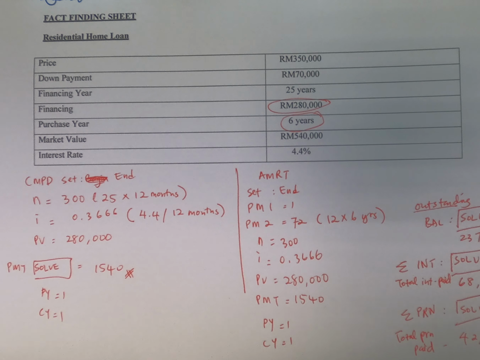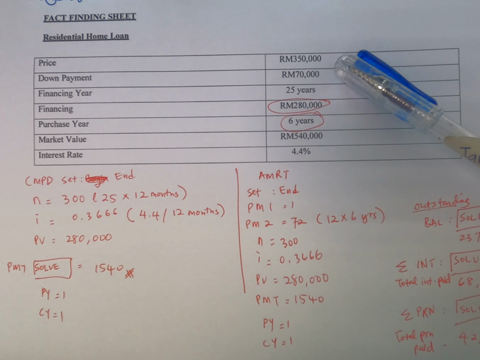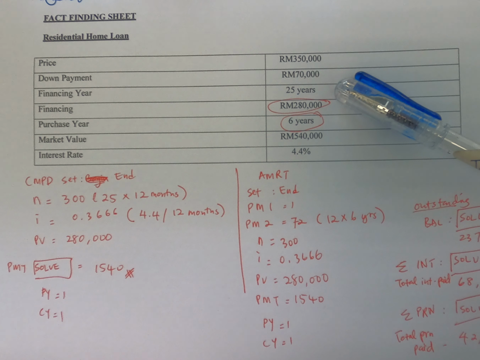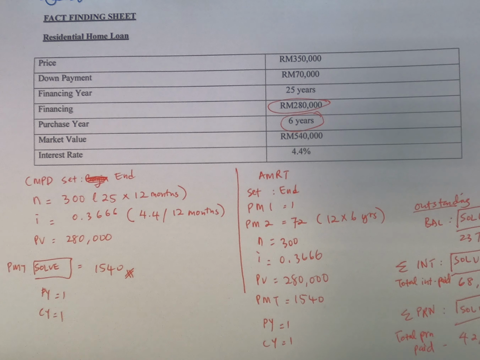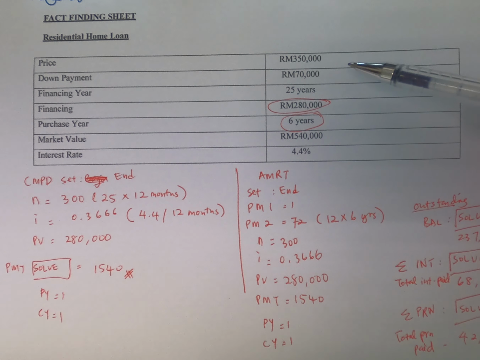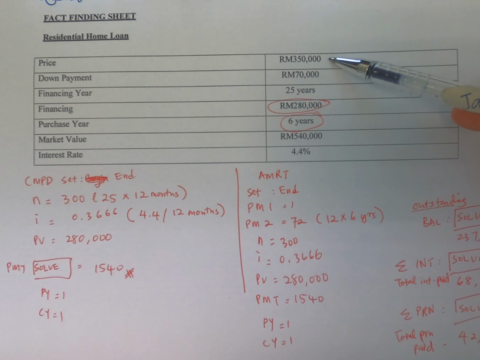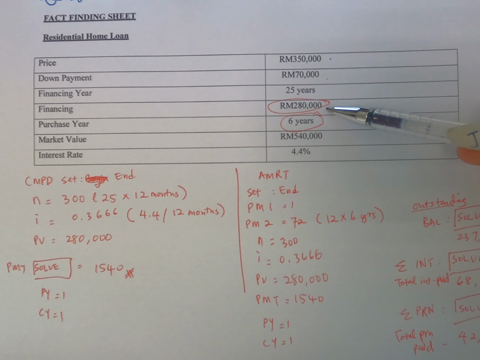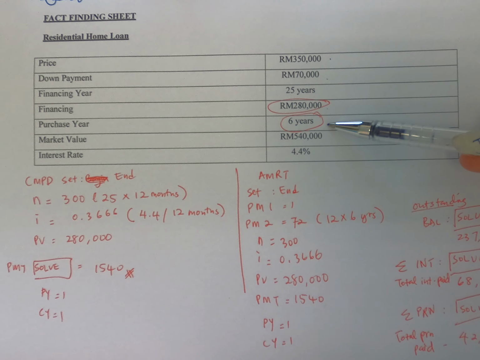Okay, now I'll give you an example for the residential home loan. You go to the price. Let's say the price is 350,000 and the down payment is 70,000 and the financing years is 25 years. Alright, and the balance of the financing, because the price is 350,000, your client managed to get 70,000 for the down payment, so the remaining of 280,000, this will be financed to the bank. And the purchase year, it has been 6 years already.